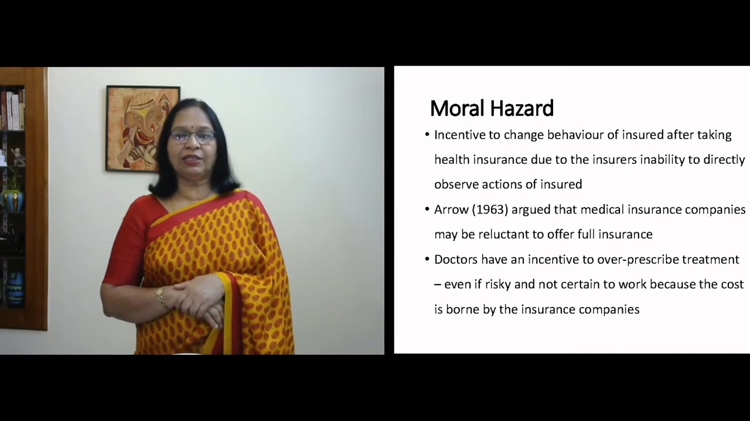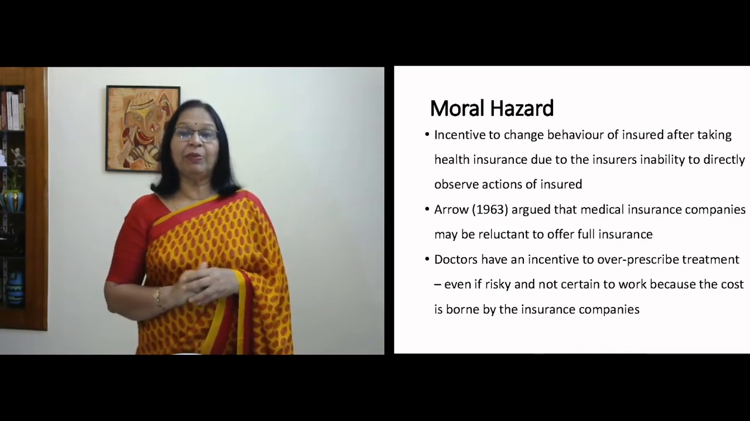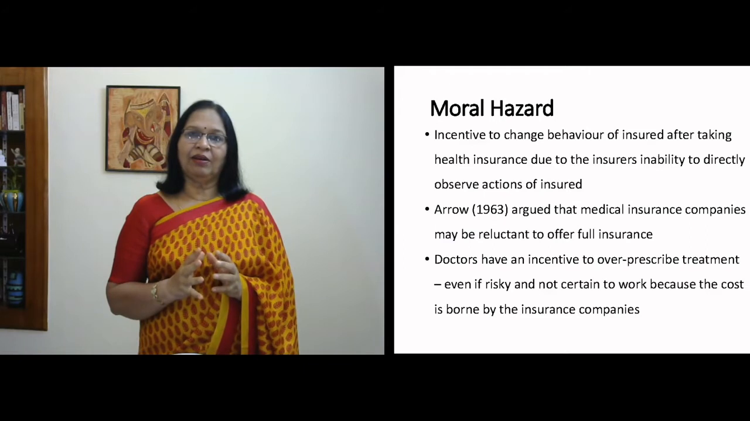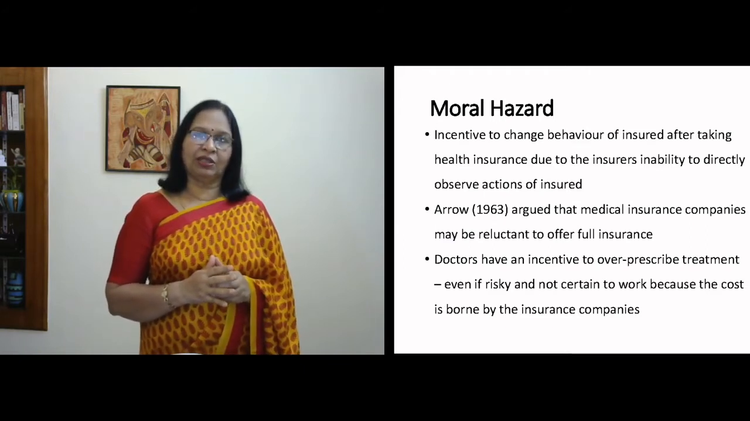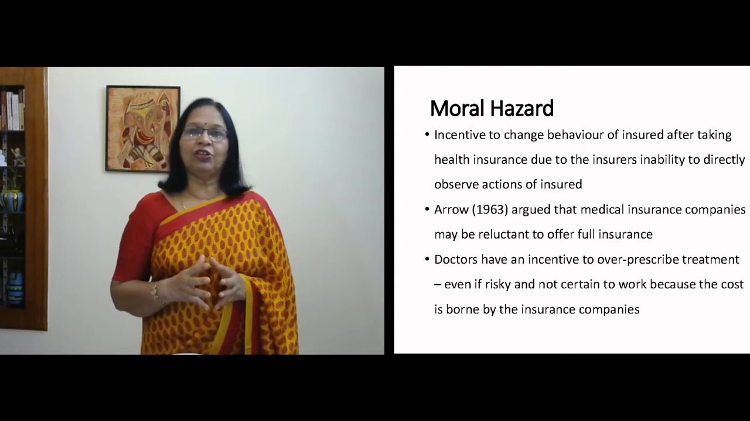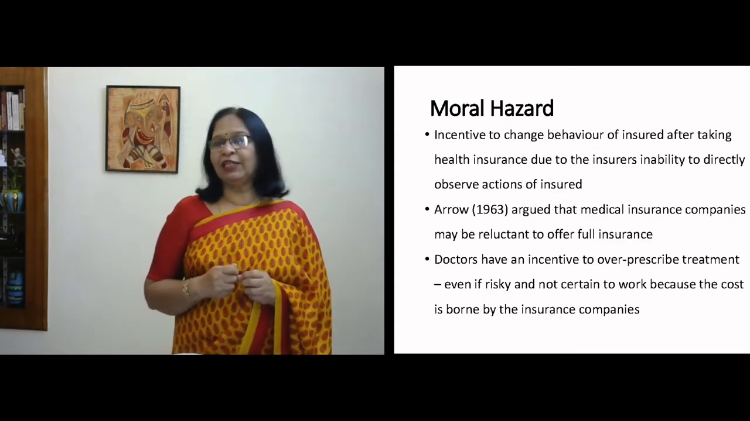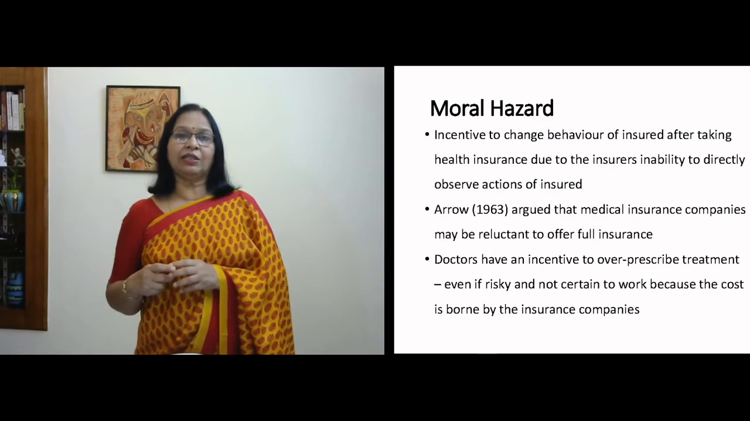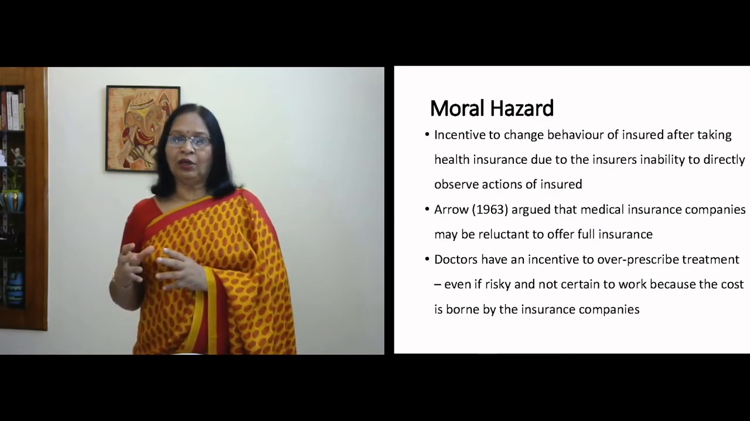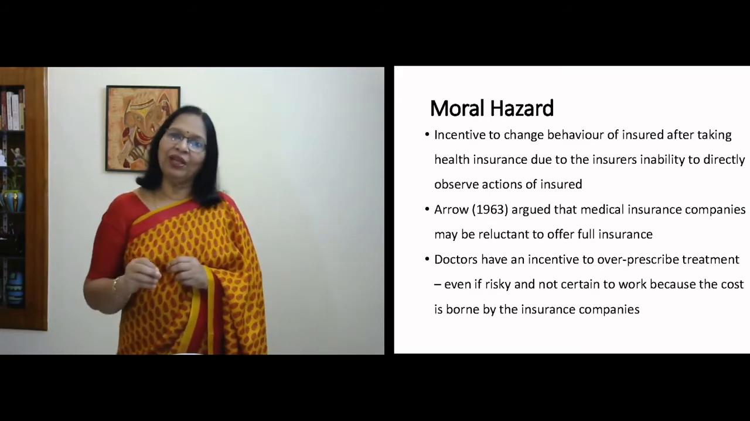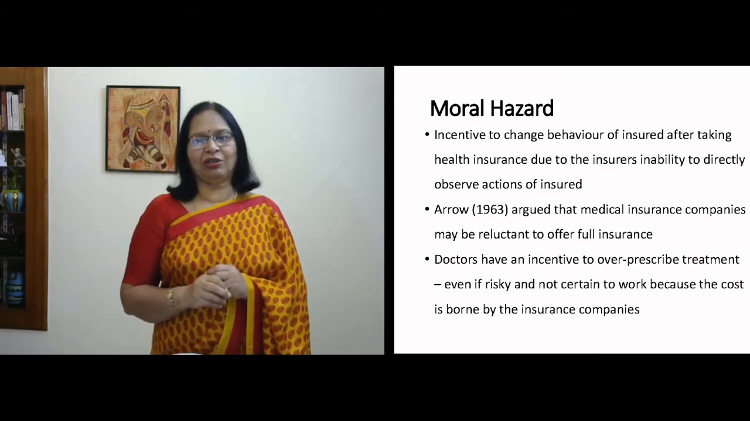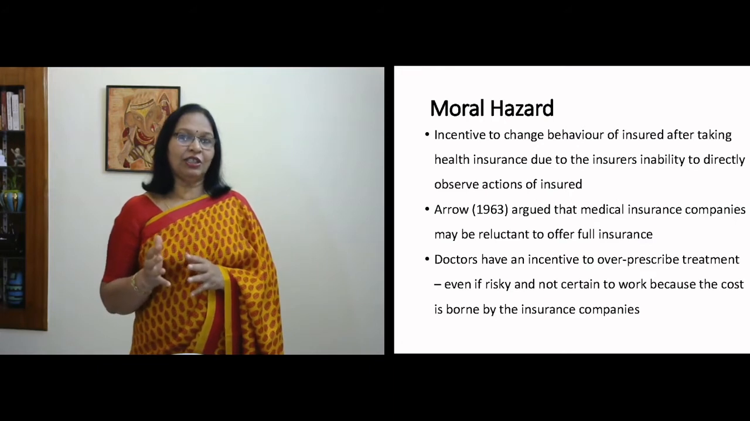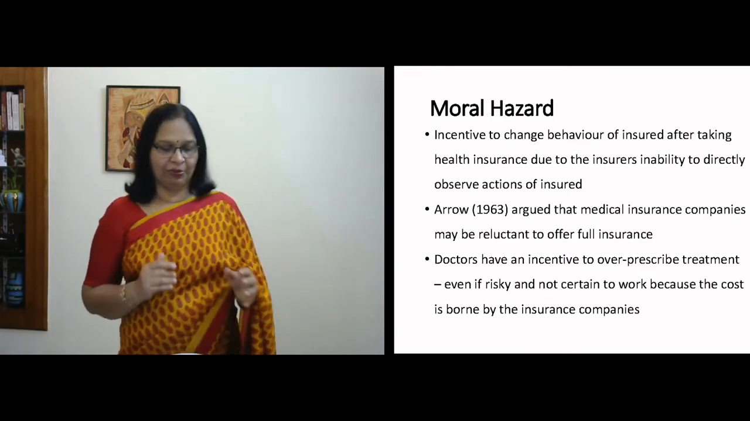Kenneth Arrow argued in 1963 that medical insurance companies may be reluctant to provide full insurance. What's the reason? Medical insurance companies observe the patterns of doctors and find that doctors may get an incentive to over-prescribe treatment, even if it is risky and they are not certain the intervention will work, because anyway the cost of the treatment will be borne by the insurance companies. So Kenneth Arrow made this striking observation that doctors may tend to overprescribe treatments.